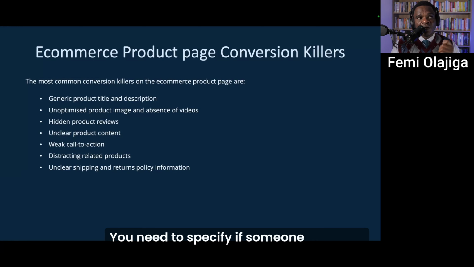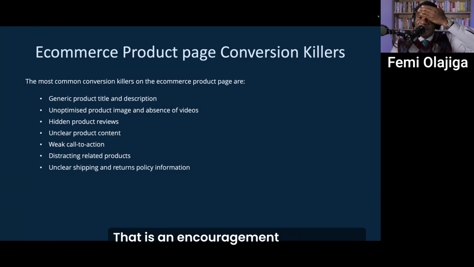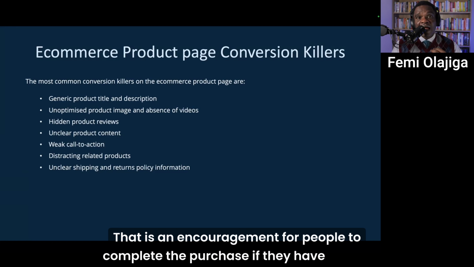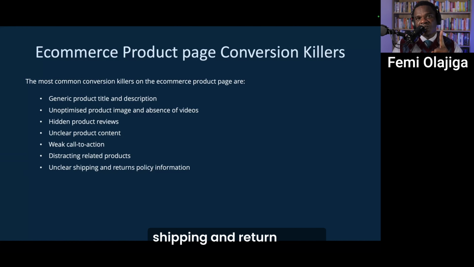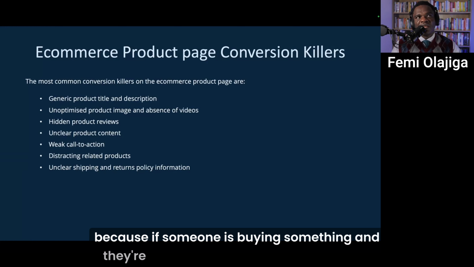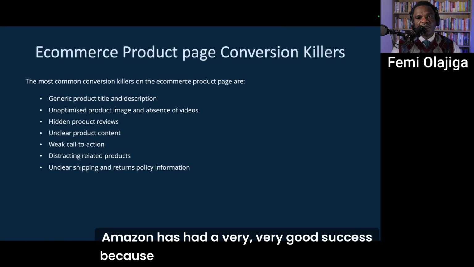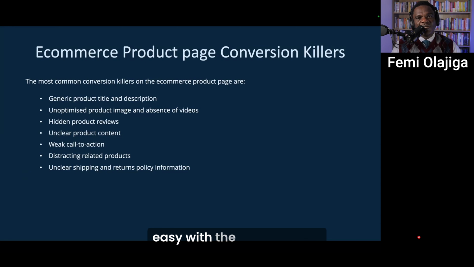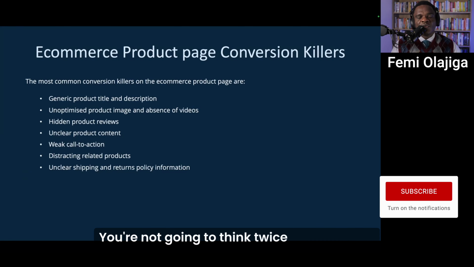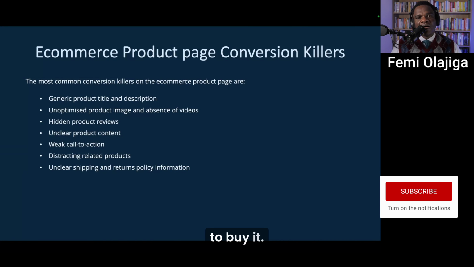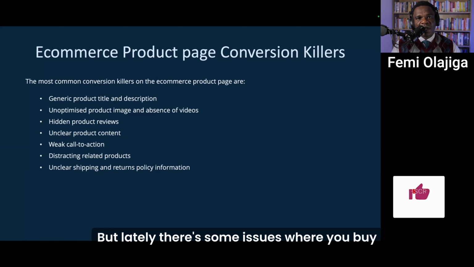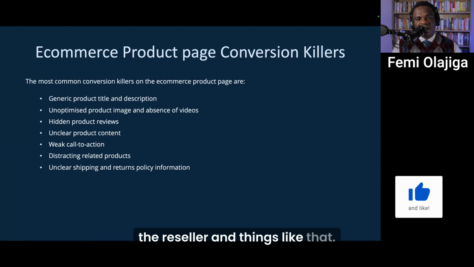You need to specify. Amazon does a good job of that. They tell you straight away, you get this by tomorrow, you get this by 9 p.m. today. That is an encouragement for people to complete the purchase if they have a clear shipping and return policy. Because if someone is buying something and they're not sure if they're going to be able to return it, they will be hesitant to complete the purchase. Amazon has had very good success because they're very clear and they make it easy with the return policy. You're not going to think twice about buying something from Amazon. But lately there have been some issues where you buy things from Amazon, they ask you to contact the reseller and things like that. That's not good.